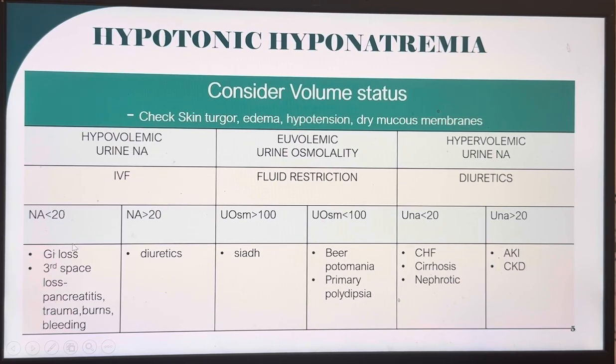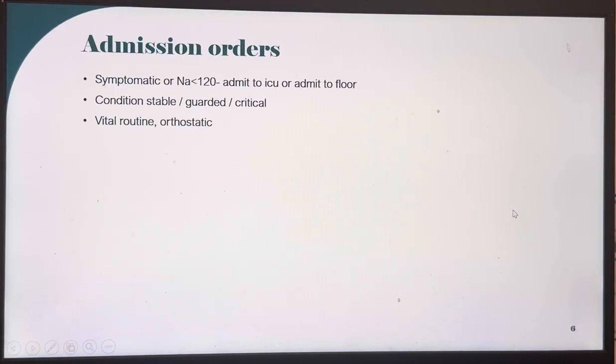Again, for hypovolemic, you check the urine sodium. If it is more than 20, diuretics are the cause, you stop diuretics. Less than 20, it could be GI loss, you give IV fluids. And if it is euvolemic, you check urine osmolality. If it is less than 100, that means it's taking excessive water, you do fluid restriction. If it is more than 100, SIADH, or it could be thyroid or adrenal, you check the underlying cause by checking those. And if it is hypervolemic, if the urine sodium is more than 20, then it could be due to kidney failure like AKI or CKD, or if it is less than 20, it's due to CHF, cirrhosis, or nephrotic syndrome, you check the cause. And then you check the admission orders.